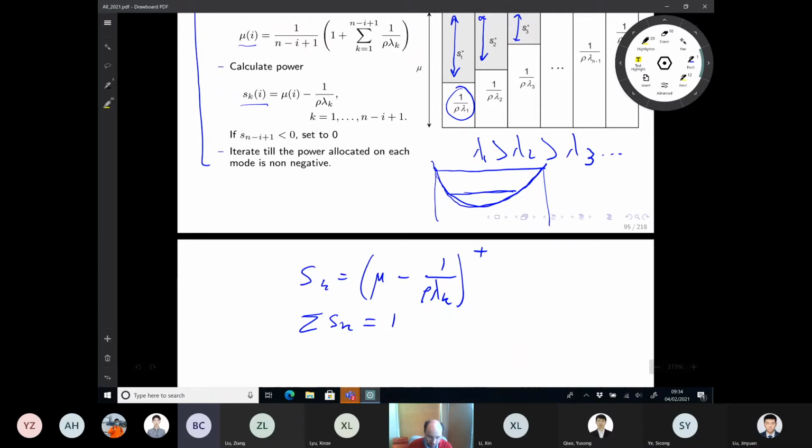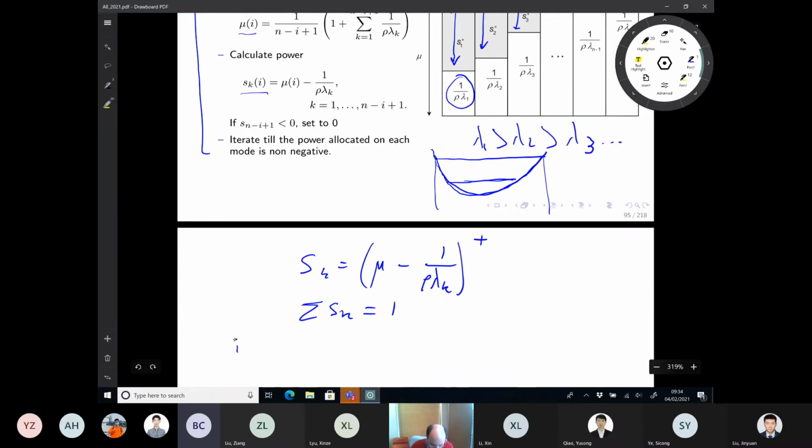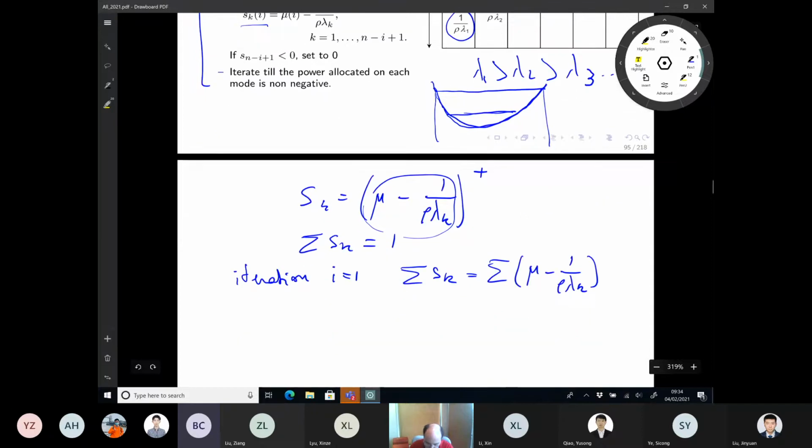So let's imagine that I'm at iteration 1, where i is equal to 1. And at i equal to 1, I assume that all those quantities are positive. So I'm writing s_k, and I'm assuming all those quantities are positive. This is the sum of mu 1 minus 1 over rho lambda k, and this has to be equal to 1. So I have k from 1 to n, n mu minus the sum of 1 over rho lambda k. And this has to be equal to 1 to satisfy this constraint.